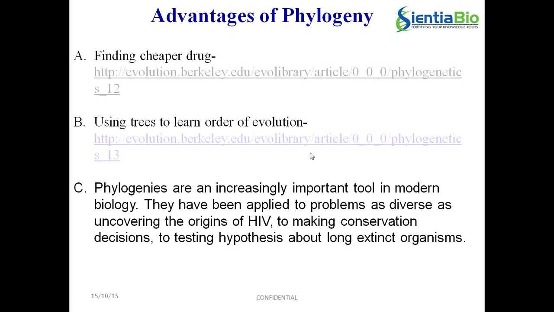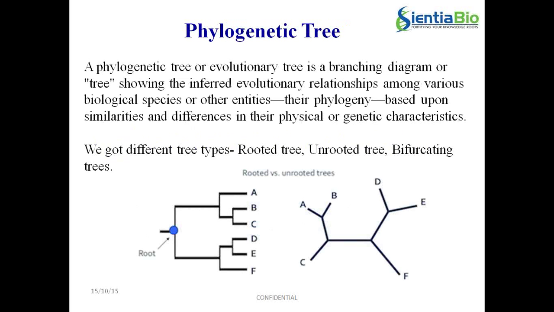Phylogeny is also an increasingly important tool in modern biology. It has been applied to solve problems as diverse as uncovering the origins of HIV, making conservation decisions, to testing hypotheses about long extinct organisms. A phylogenetic tree or an evolutionary tree is a branching diagram showing the inferred evolutionary relationships among various biological species or other entities, based upon similarities and differences in their physical and genetic characteristics.